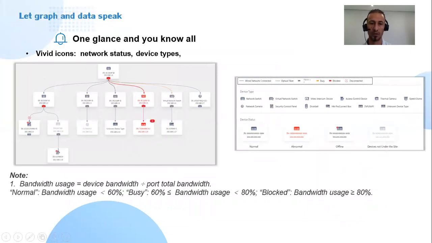Like I mentioned before, this will show us the network statuses of your devices. You can see the status of your device, whether it is online. We are also able to see if it is a network switch or a virtual network switch. We are also able to see our network cameras, our doorbells, our HIK Pro Connect box, our DVRs, etc., everything from one particular portal. It will automatically show us which devices are normal, which are abnormal, and which are currently offline, all from one portal.